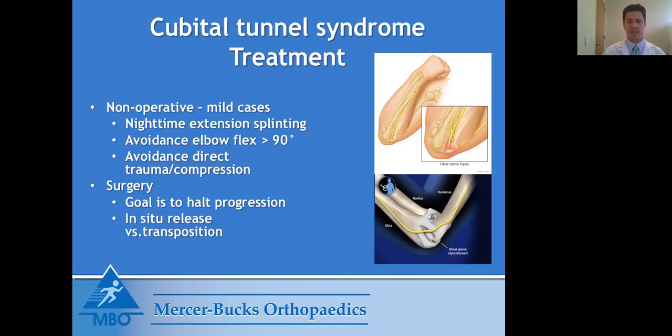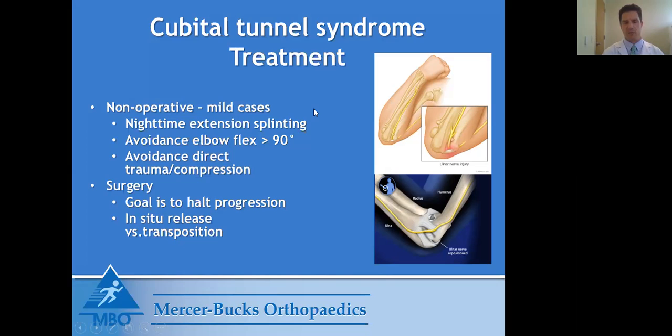Again, it's a perfectly acceptable option. The literature does support that. The outcomes are similar between that in situ decompression versus what's called a transposition. And that's what's depicted in this lower picture here, where you take that nerve away from the bottom part of the elbow and you move it up to the top part.